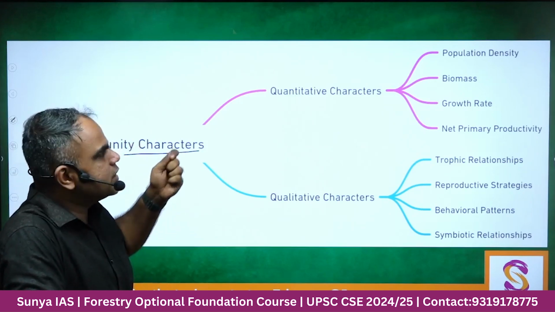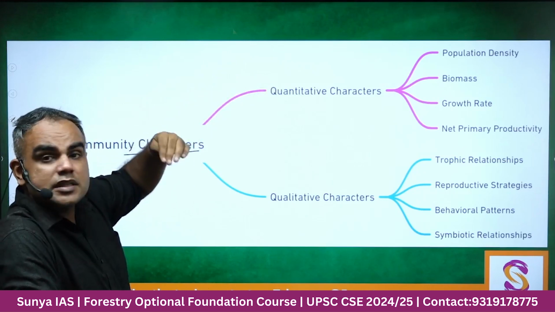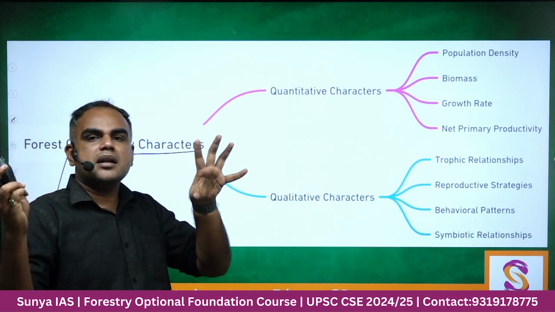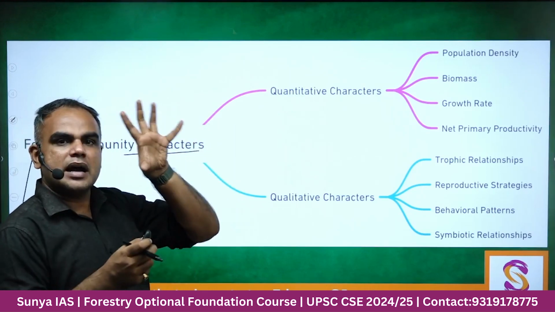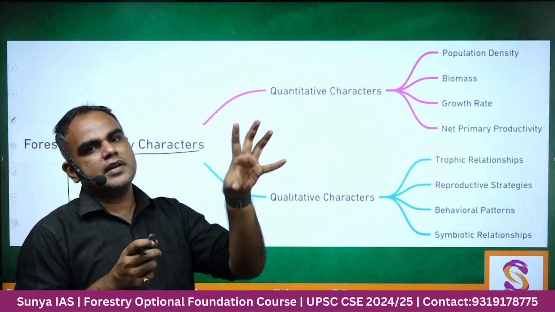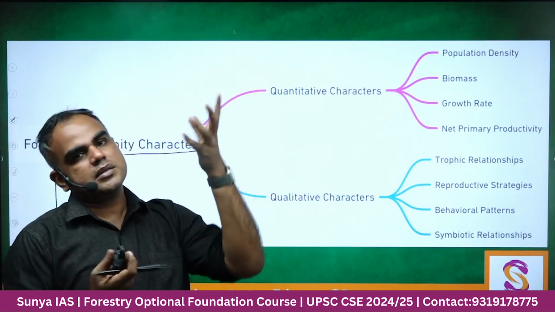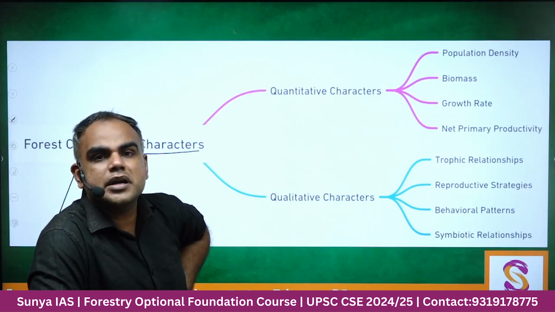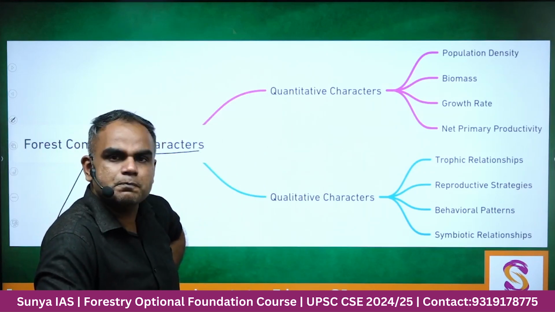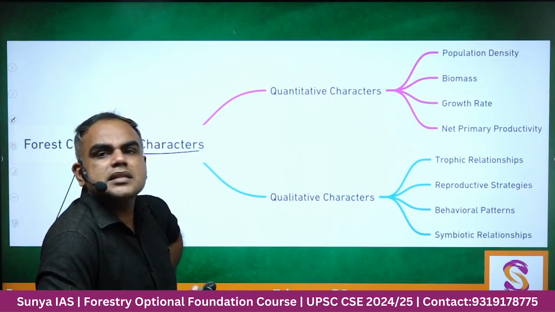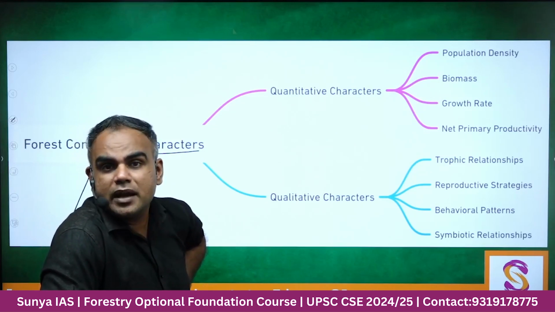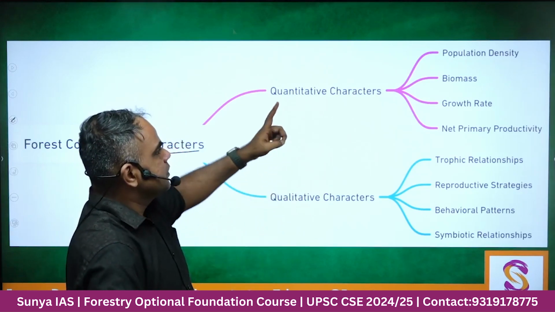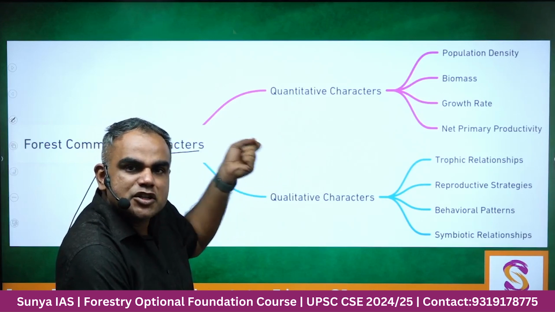Quantity means you can measure it, so you can talk of population density. This is more micro. Population density for an Amazon rainforest versus a Thar desert will be different. Biomass for a coral reef system will be different, for the Amazon will be different, for Antarctic systems will be different. Growth rate will also be different, and net primary productivity will also be different, right? The primary productivity of mangroves is very high, but that of oceans or bigger ecosystems will be less. So this is quantitative; I can measure this quantity.